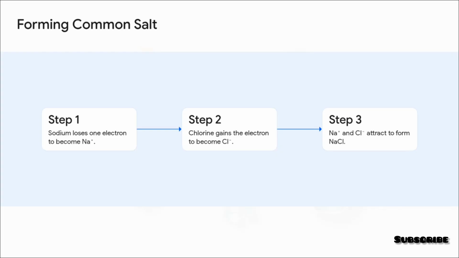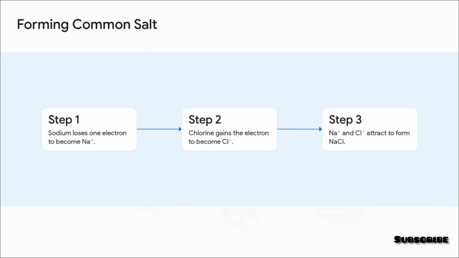Let's actually walk through this atomic matchmaking step by step using common salt. Step 1. Sodium, the metal, loses one electron to achieve its stability, becoming Na+. Step 2. Chlorine, the nonmetal, happily grabs that exact same electron to complete its outer shell, becoming Cl-. Step 3. These newly formed oppositely charged ions, Na+ and Cl-, strongly attract each other. They lock together to form NaCl, that's sodium chloride, common table salt.